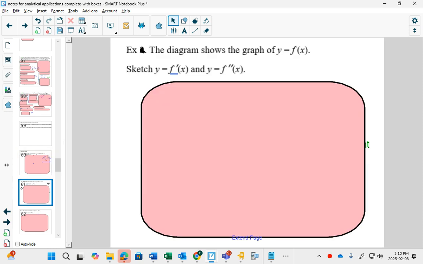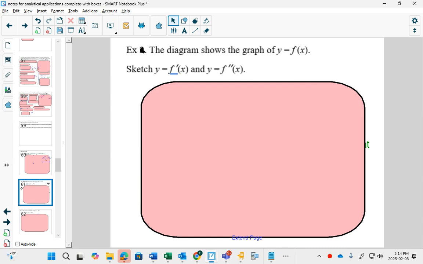So this one also has the original graph. Analyze it and draw the graphs of f prime and f double prime. And the same thing, I want you to do the next two because they're the same idea. Draw the graphs of f prime and f double prime. We'll go over them in a second.